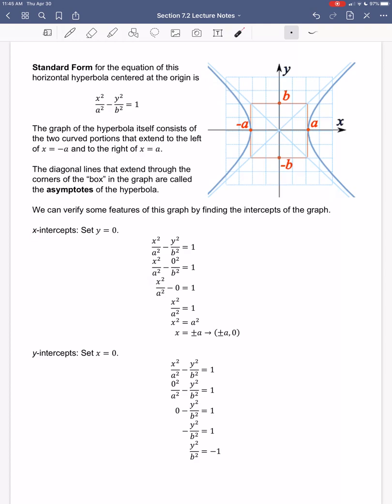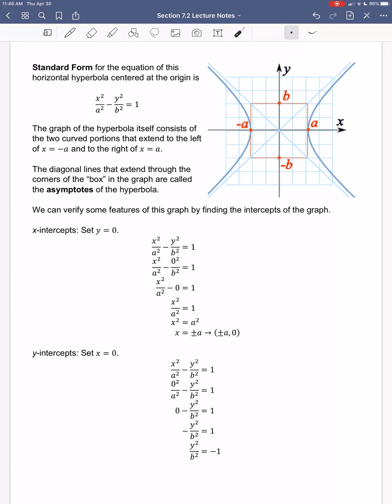For the x-intercepts, that's where it's going to cross the x-axis, we would set y equal to 0, because if I'm on the x-axis, I'm not going up or down at all, so my y-coordinate is 0. When I plug that in, 0 squared over b squared is just 0, so we get this here. The only way a fraction can be equal to 1 is if the top and bottom are equal, and so that gives me x equals plus or minus a. When I take the square root, I have to put in plus or minus. So those are the two x-intercepts that we see there.